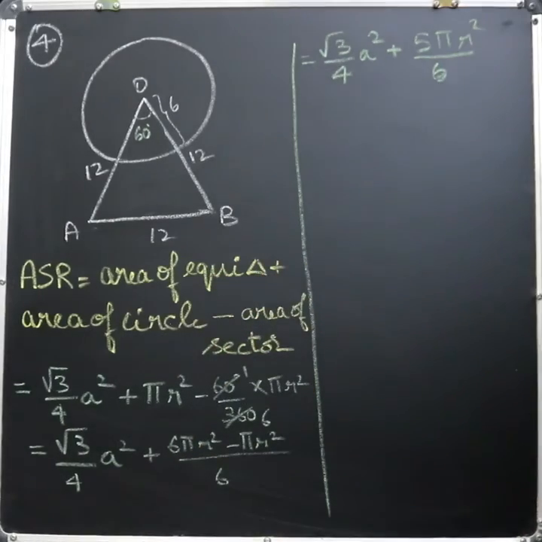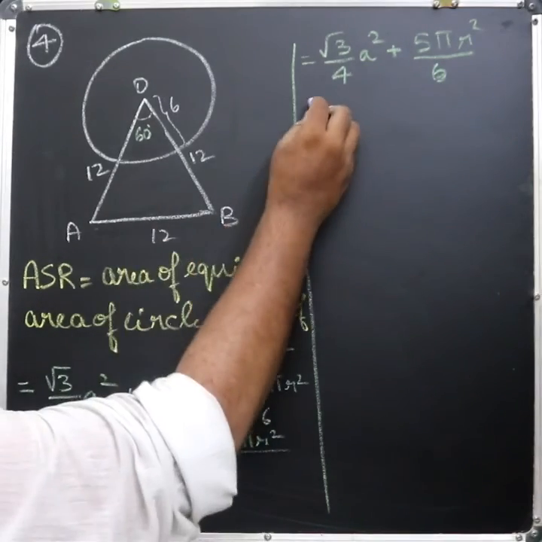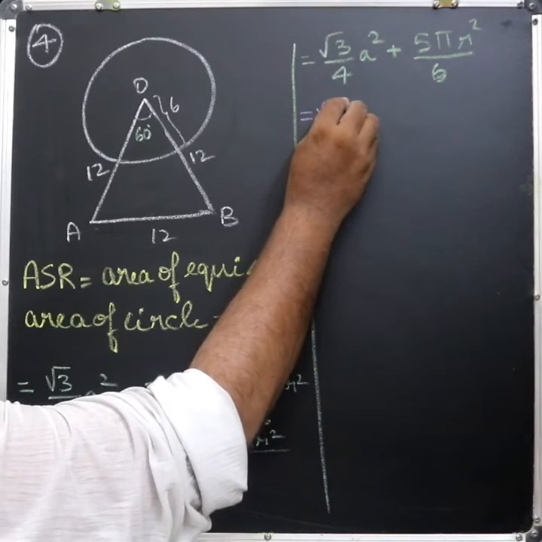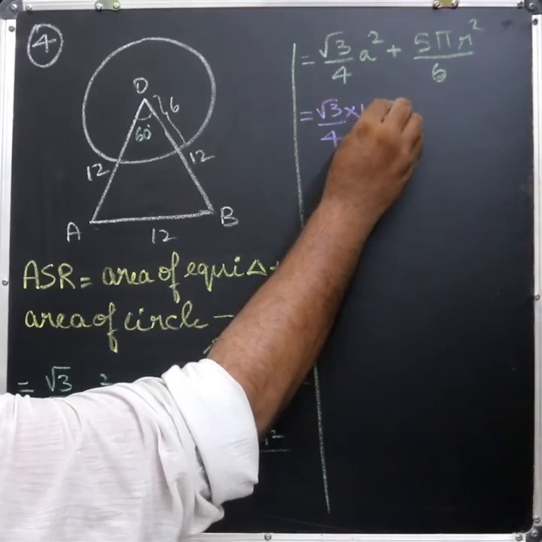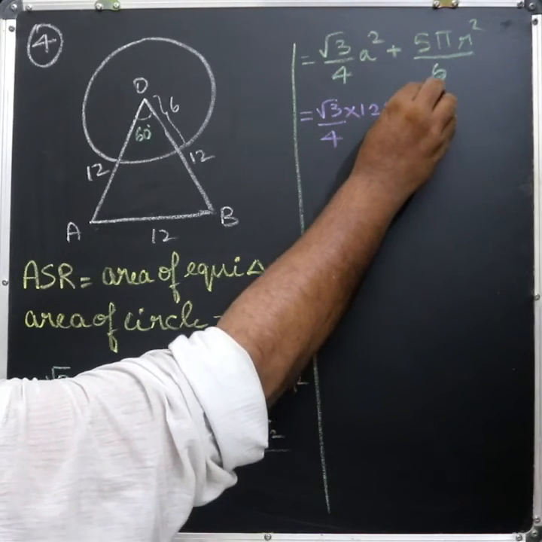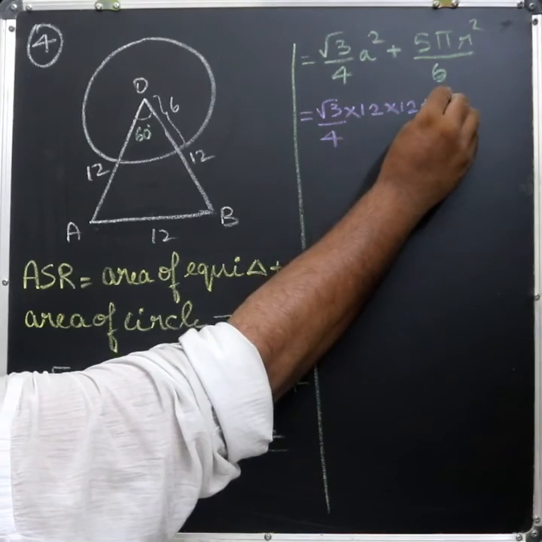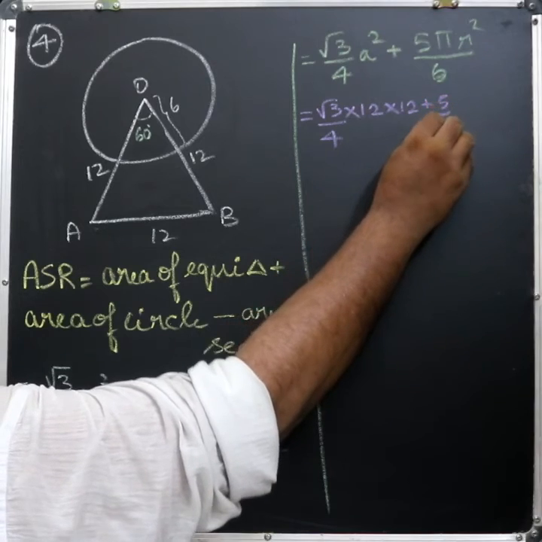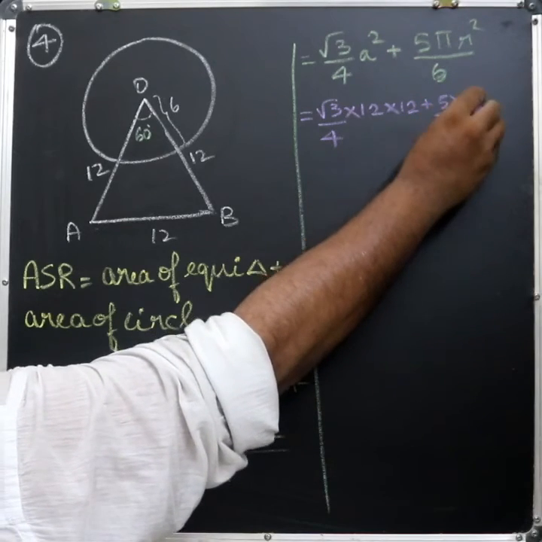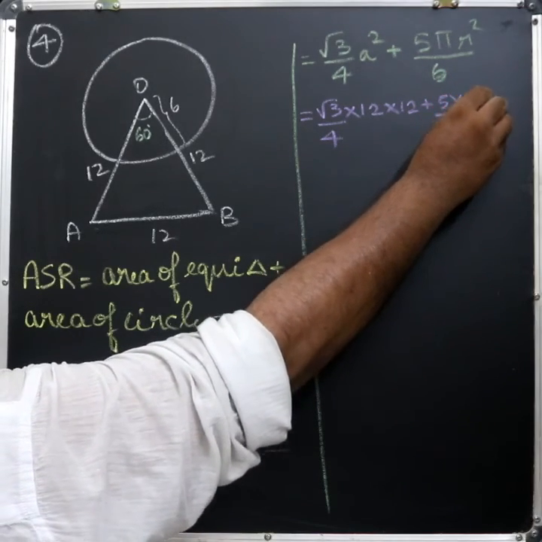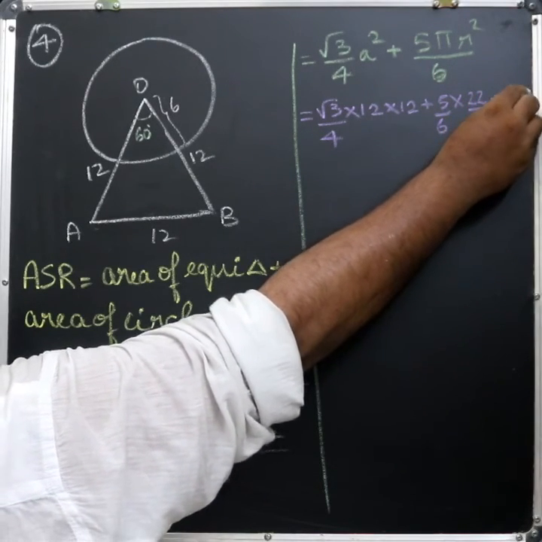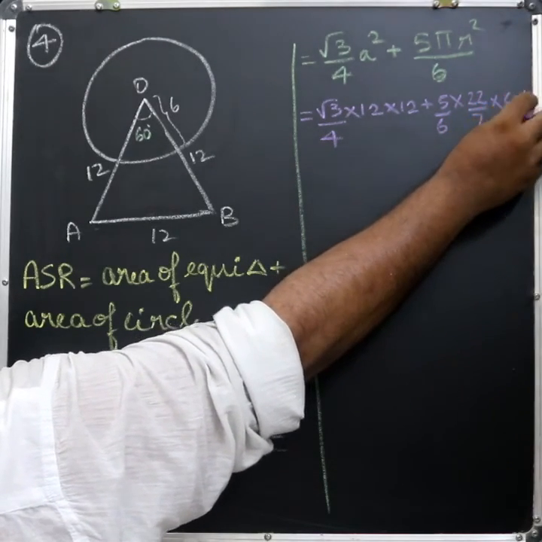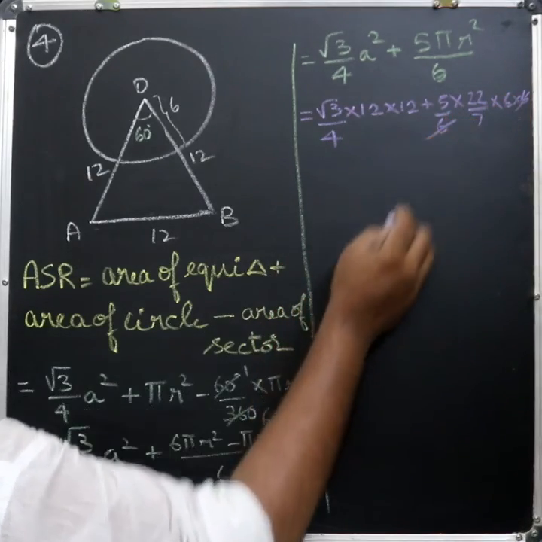Now we are going to substitute the values. This a value is nothing but the side of the triangle. The side of the triangle is 12 centimeters. So we are going to have root 3 by 4 into 12, plus we will write that 5 by 6 separately into pi value, which is 22 by 7. R squared, the R value is 6. So we are going to have 6 into 6. The 6 and 6 here can be cancelled.